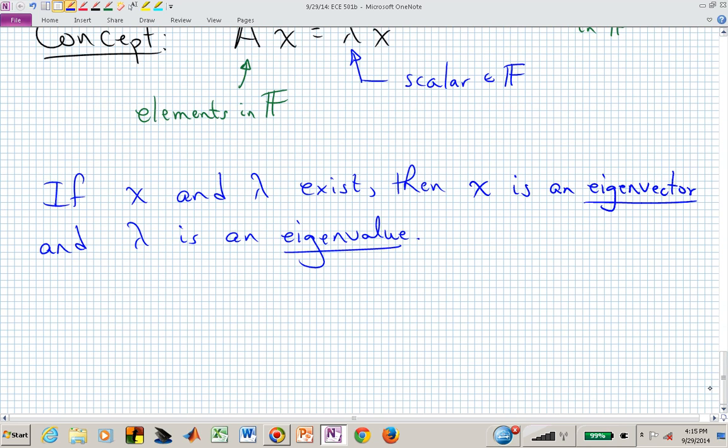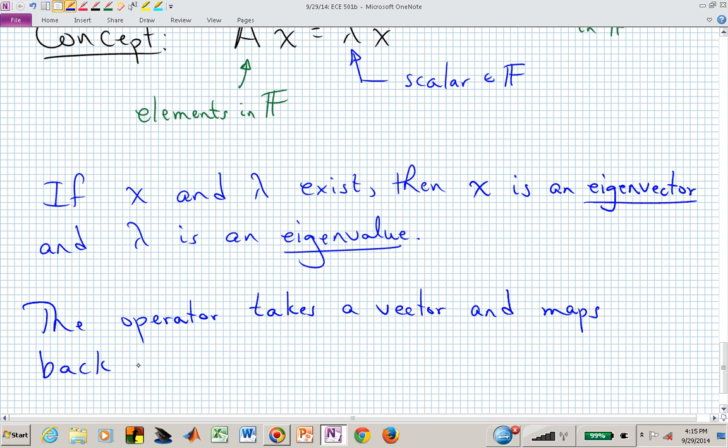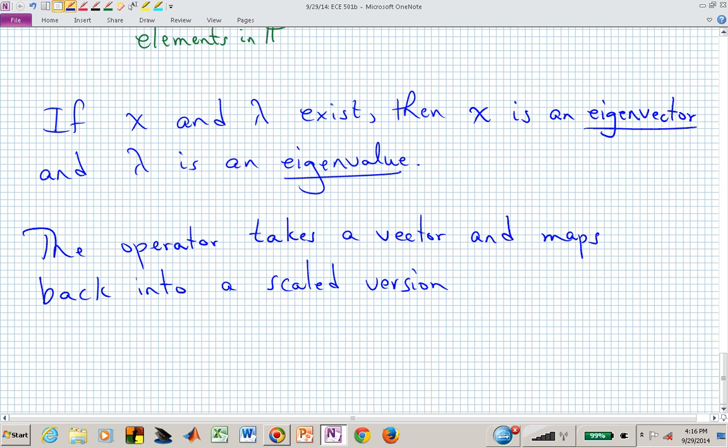So that operator A in that equation, Ax equals lambda x, takes a vector, again, that's an n by n matrix or a linear transformation, and actually maps back into a scaled version, where the scaling is the eigenvalue lambda. The operator takes a vector and maps back into a scaled version of that same vector.